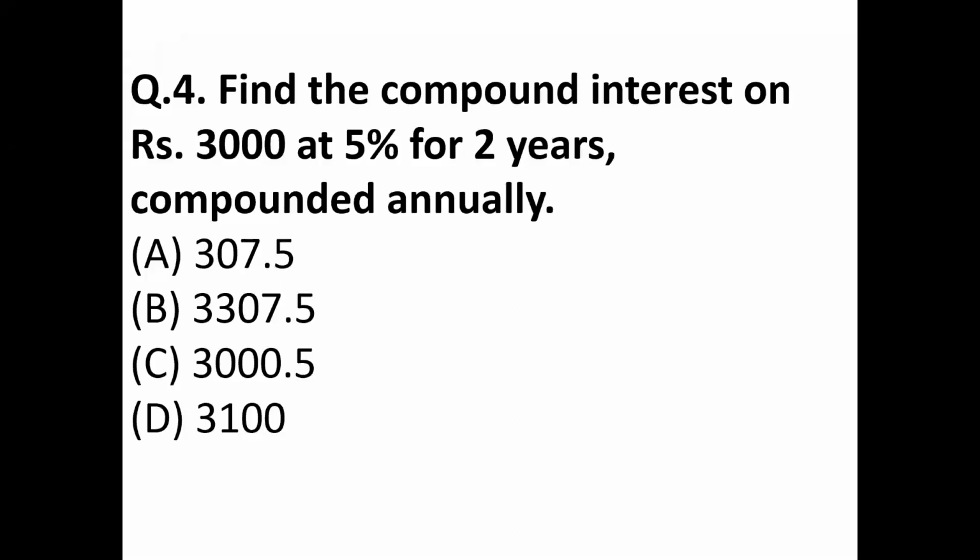Next is, find the compound interest on 3000 at 5% for 2 years compounded annually. This one is a direct question. Though you have the formula of compound interest, if you put in every value, then directly you can calculate the compound interest value.